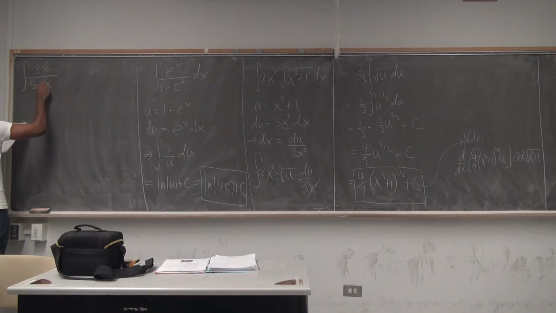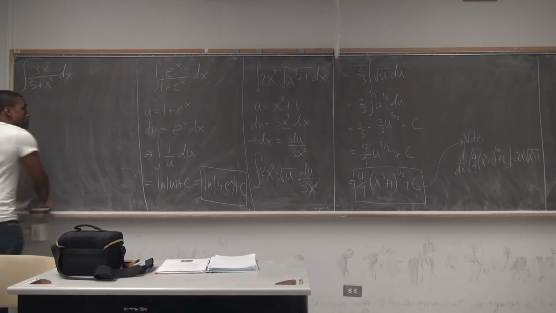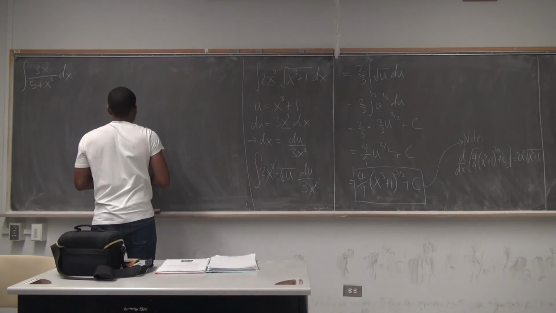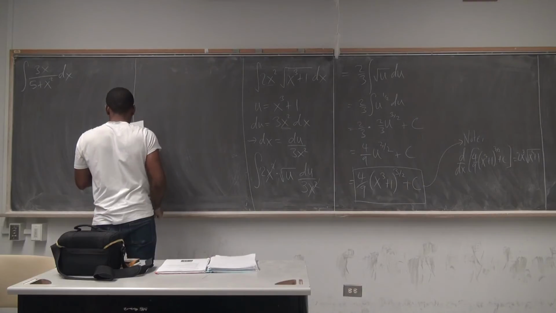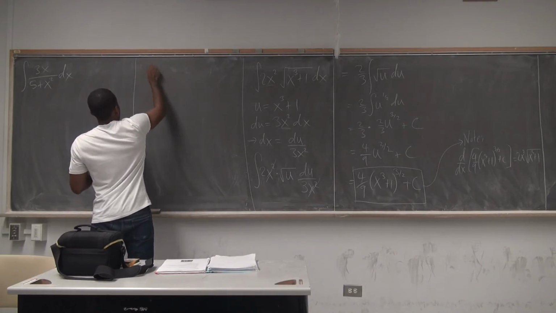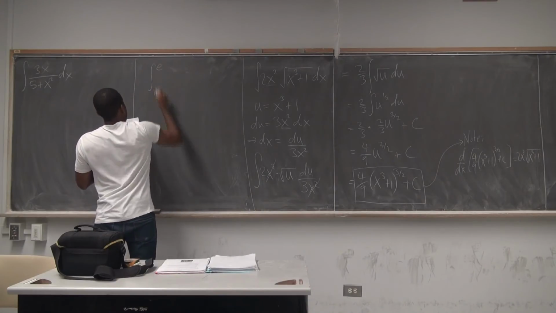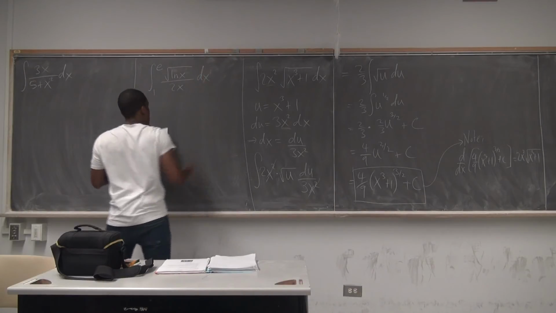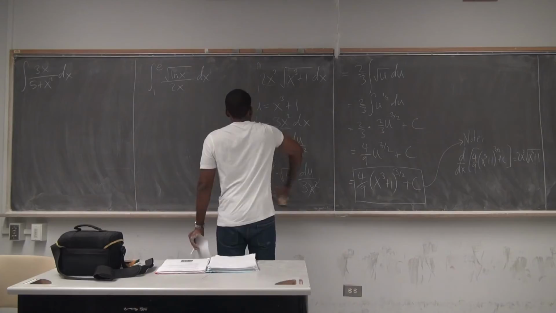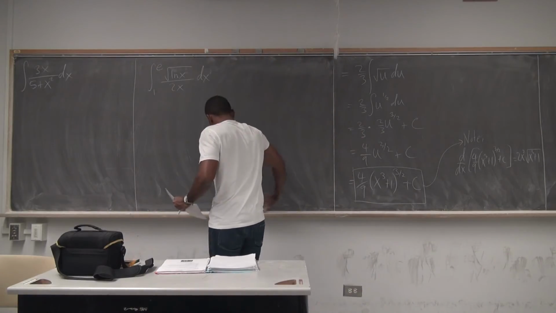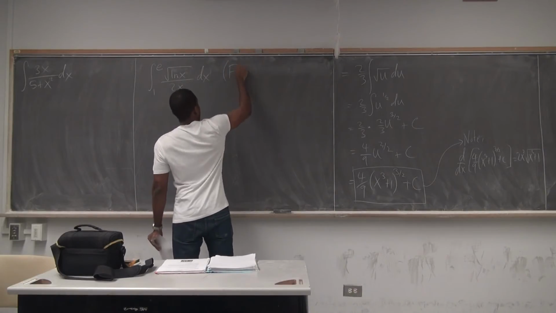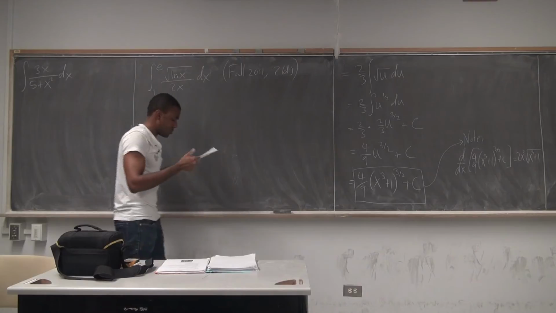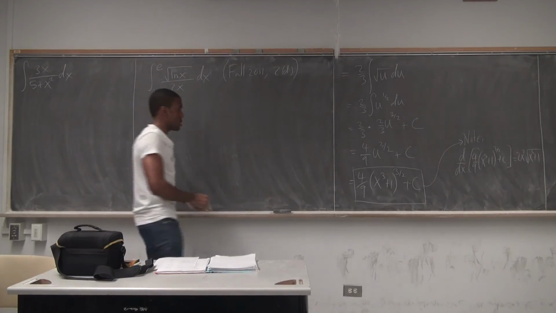X over 5 plus x squared. This is actually from an old final, and this was fall 2011, 2B. Now, I'll show you a couple ways to do that, so let's leave space.